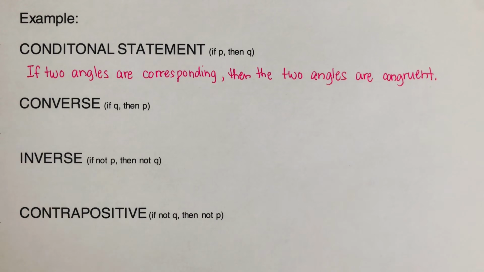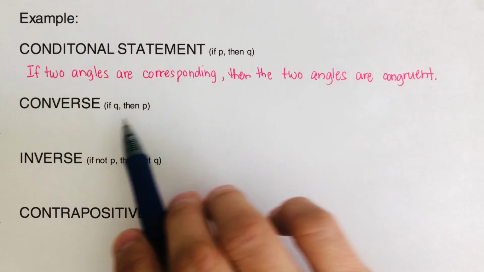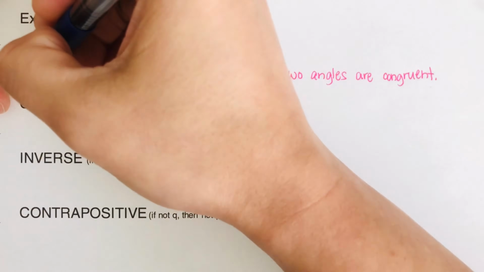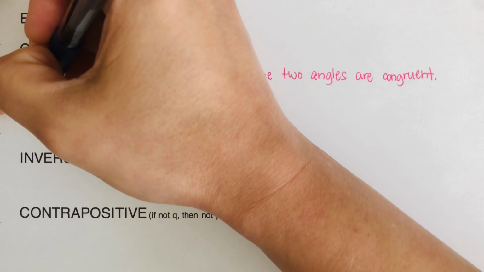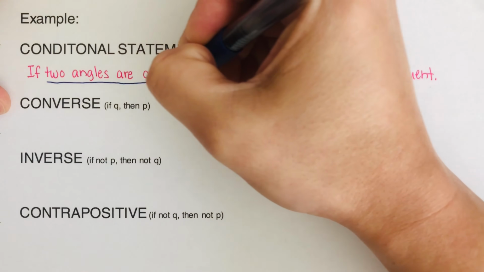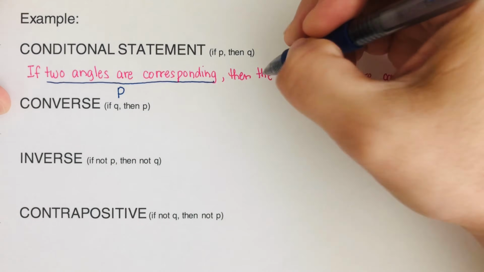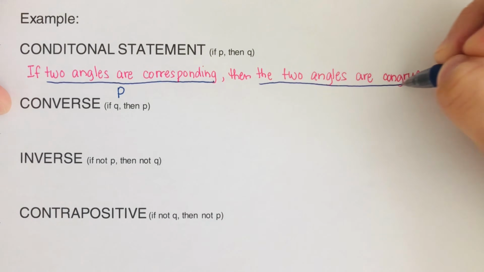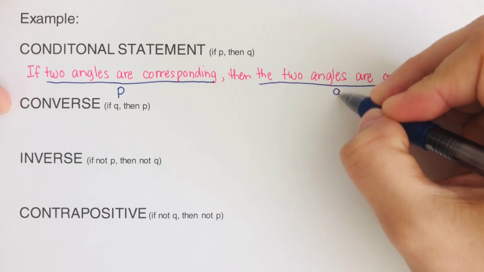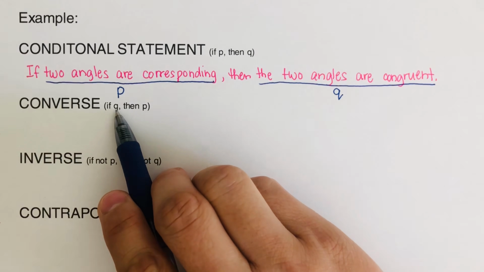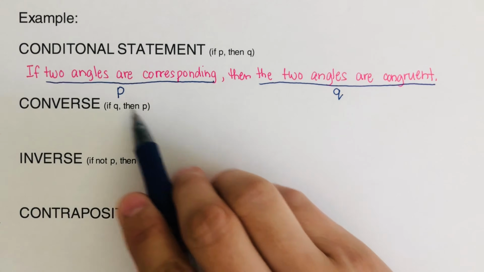The first thing that we need to do is to label where the P is and where the Q, because from there we can go ahead and come up with the rest of the statements here. So we're going to start by labeling the P first. The hypothesis part here is this part. So this is our P, and this is our Q. That's the conclusion part.